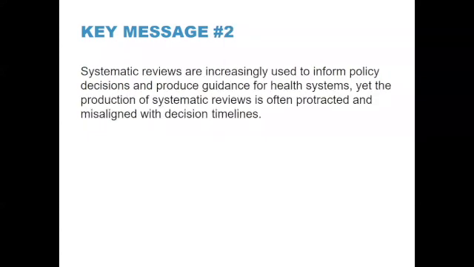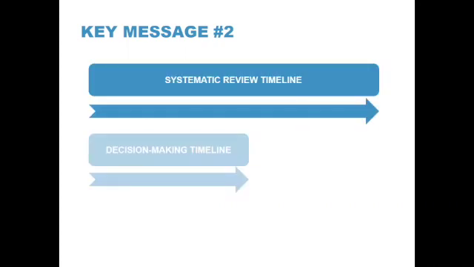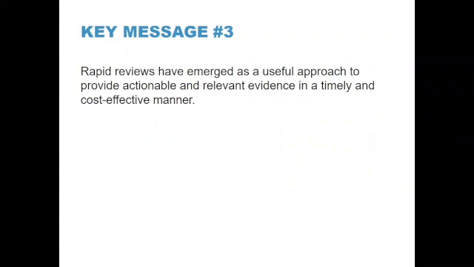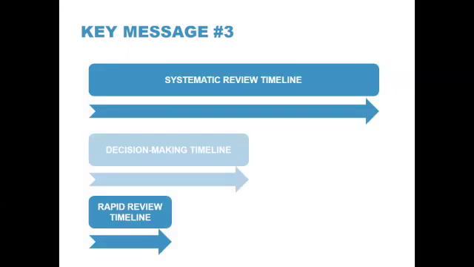Systematic reviews are increasingly used to inform policy decisions and to provide guidance, yet the production of a systematic review often takes a very long time and is misaligned with decision timelines. For example, most systematic reviews may take a team 2 years to do, whereas a policymaker might need evidence within a couple of weeks or even a couple of days. So rapid reviews have emerged as a useful way to provide actionable and relevant evidence in a timely and cost-effective manner.